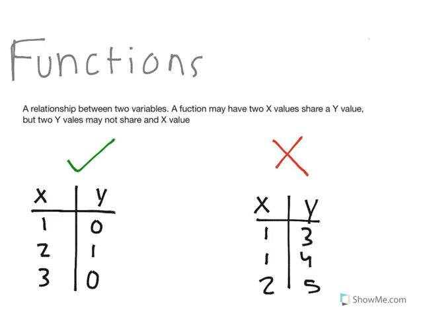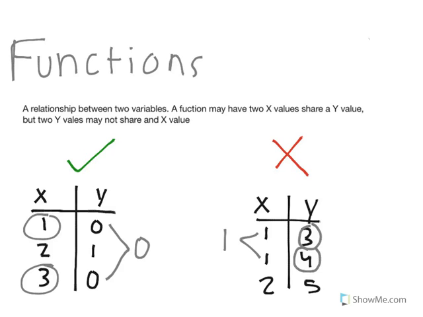Okay, next up is functions. A function is a relationship between two variables. A function may have two x values that share a y value, but two y values may not share an x value. For example, down here, on the proper one, we have 1 and 3, two x values sharing the same y value, 0, and that's okay. But if I have two y values, 3 and 4, sharing an x value, 1, that is not okay.